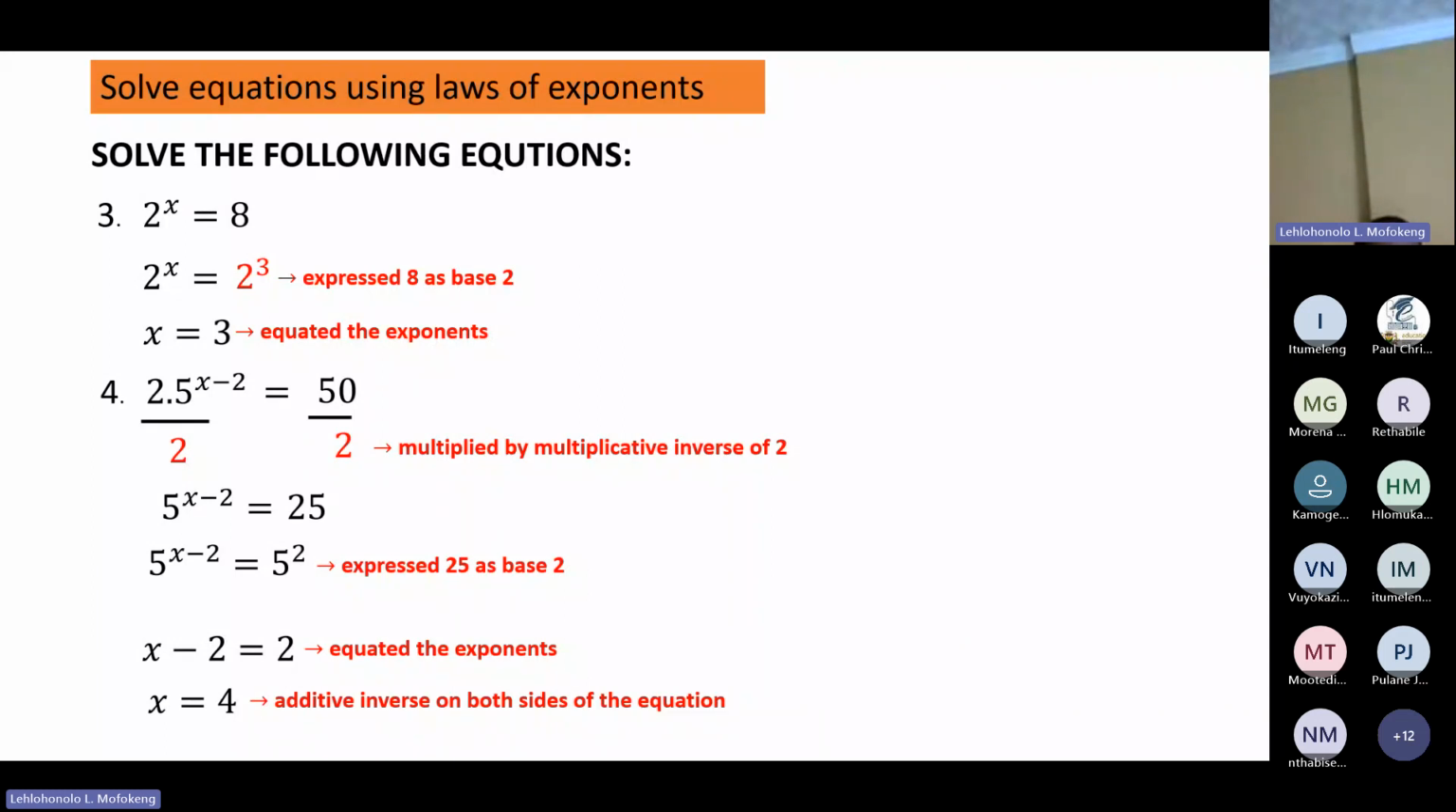The key thing that you need to understand is that you must apply the additive inverse. You must apply the multiplicative inverse. You must also ensure that in solving with the laws of exponents, you make the bases the same, then you equate the exponents. Where you are multiplying different bases, you must start by dividing by the constant number, or rather the coefficient, before you equate the exponents or make the bases the same. It will be easier to do that.